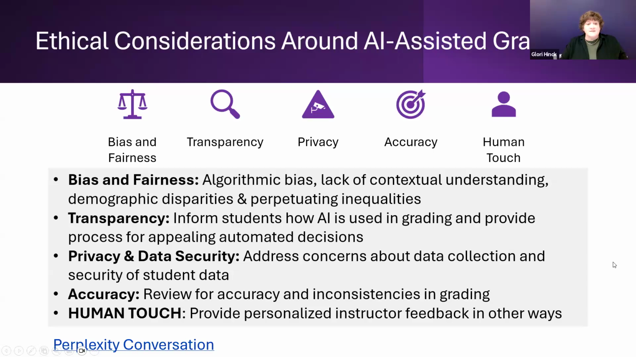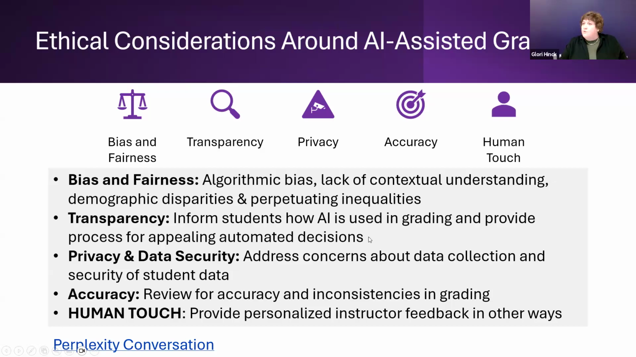Again, there are ethical considerations. Is it unbiased? Is it fair? What do those algorithms do? What about lack of contextual understanding, or demographic disparities, or the concept of perpetuating inequalities? Someone mentioned this in one of the Mentimeter polls as well. Transparency: if you're using AI in grading, you need to tell students how you're using it, and then provide a process for appealing any automated decisions.